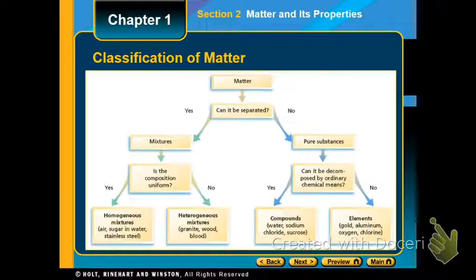The first question you have to ask yourself, and we're going to lead ourselves over to the left side of this, is can matter be separated? If your answer is yes, and when we talk about separation, we are talking about a physical separation. Can it be physically separated? Then what does that look like? Let me give you some examples of ways in which you can physically separate something.